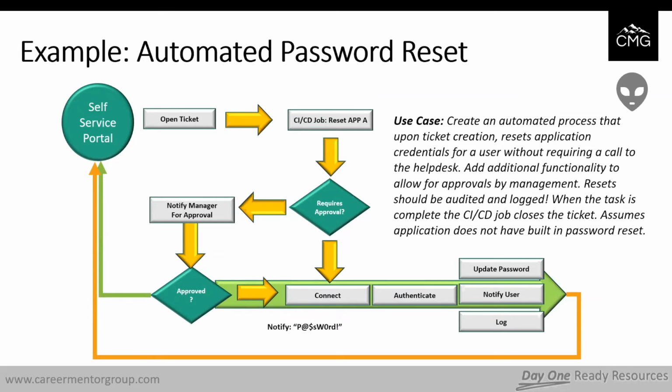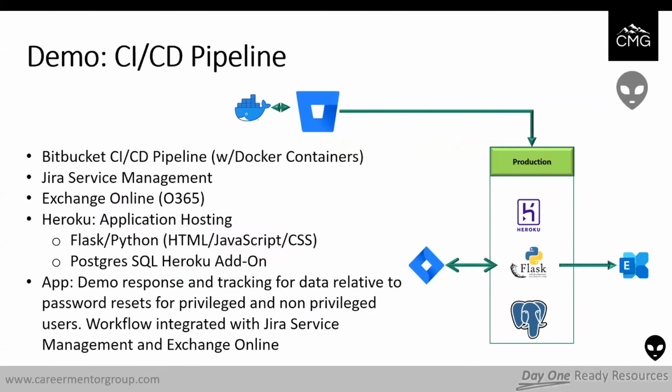We built this functionality into the use case because there are certain applications that have privileged access. So we don't want them to be accidentally or maliciously changed. If that's approved, it follows the same workflow, and if not, the ticket is closed and the user is notified that it's been denied. So the pipeline that you'll see here, we're using Bitbucket as a CI/CD pipeline.